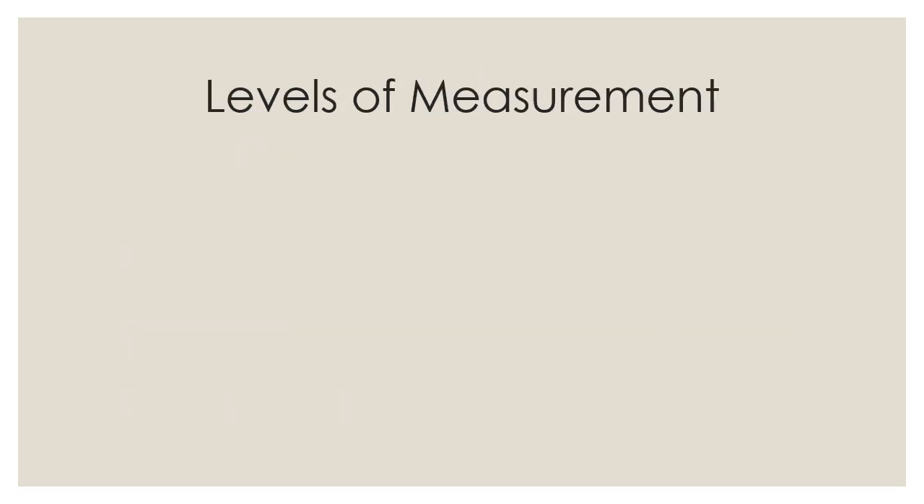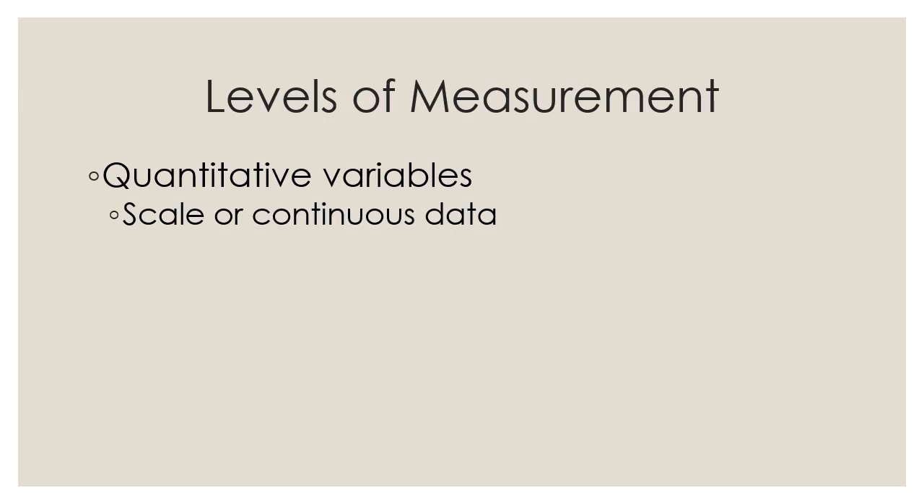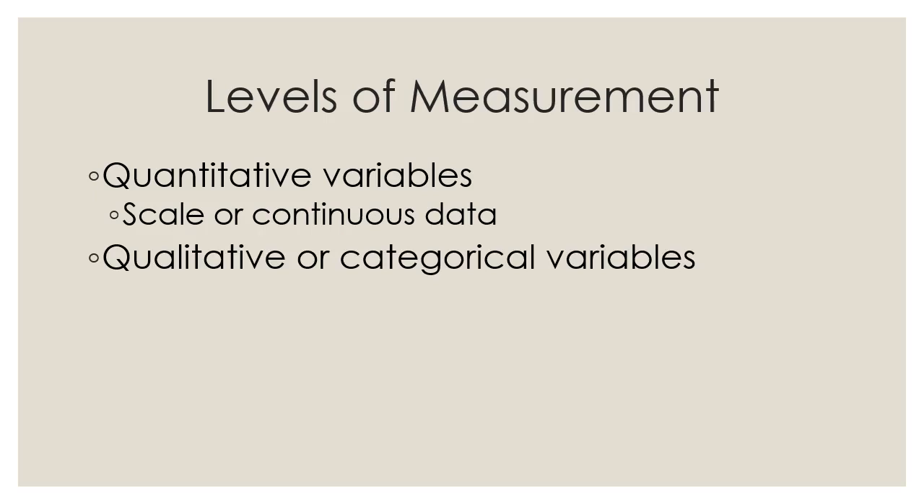Next, we have levels of measurement. So it relates to the types of variables. Quantitative variables are those that are measured in a scale, or they can also be called continuous data. And qualitative variables can also be called categorical variables. They can be categorized into two different types. We have ordinal data, and these are data that are ranked.